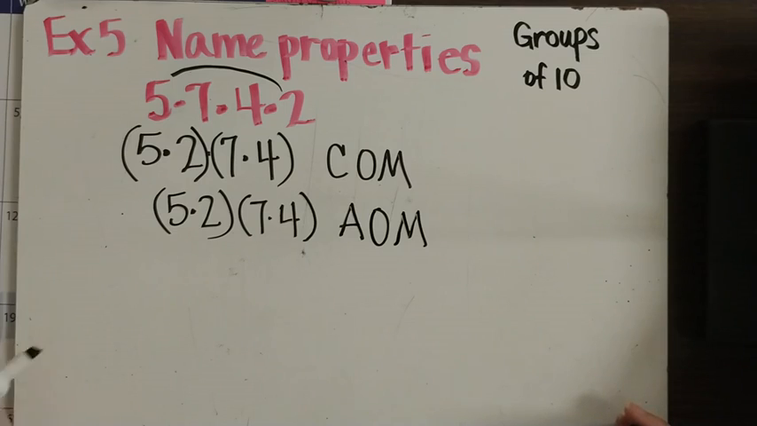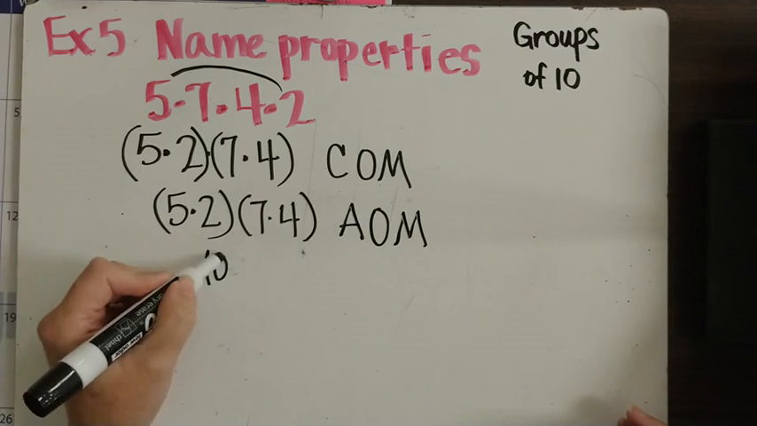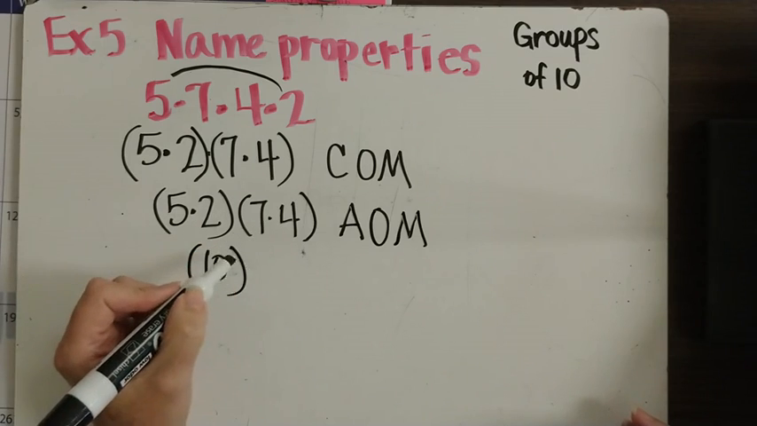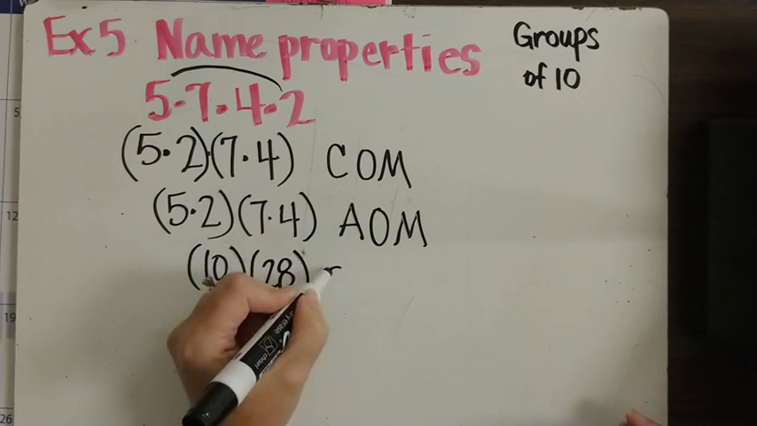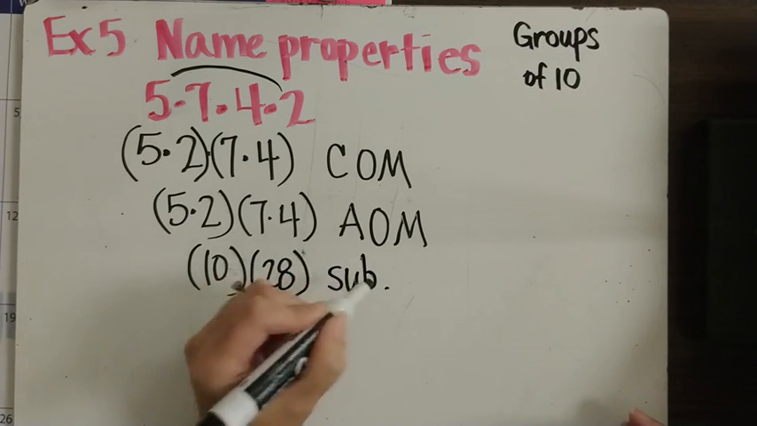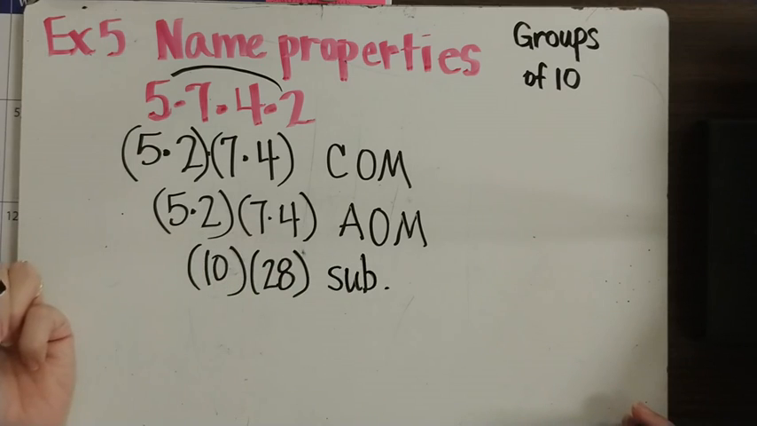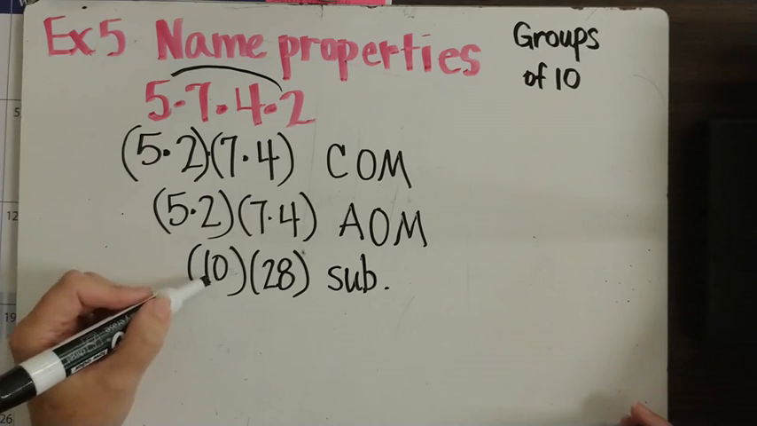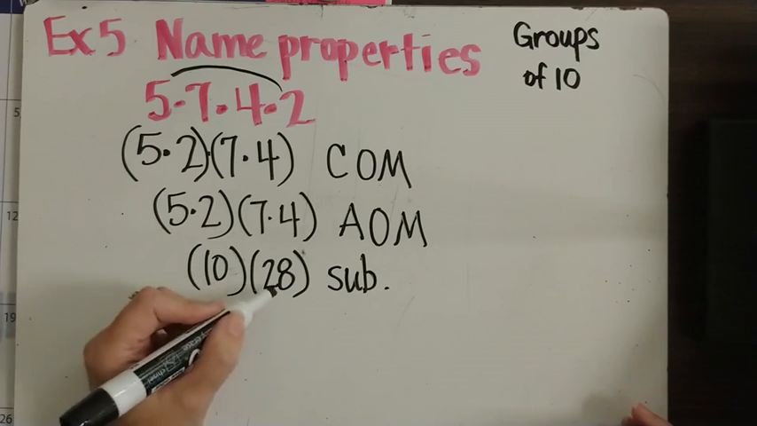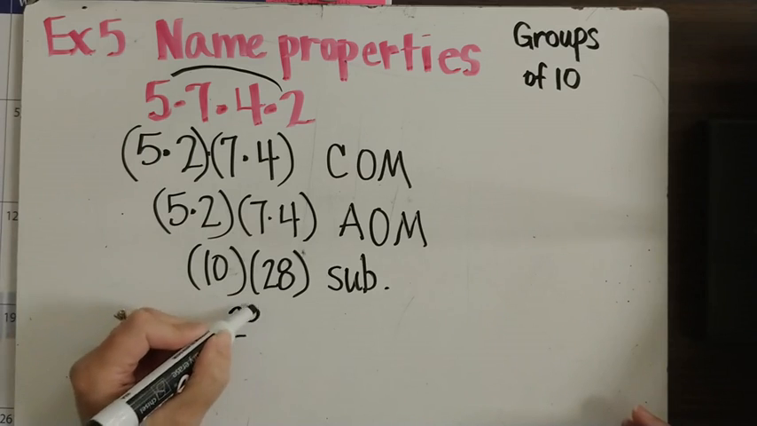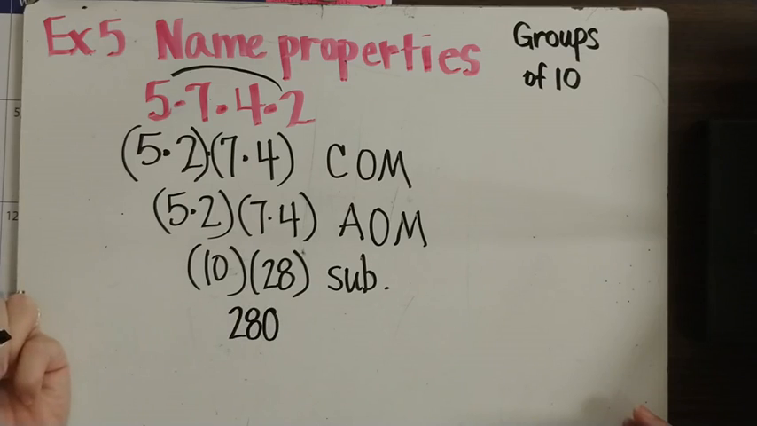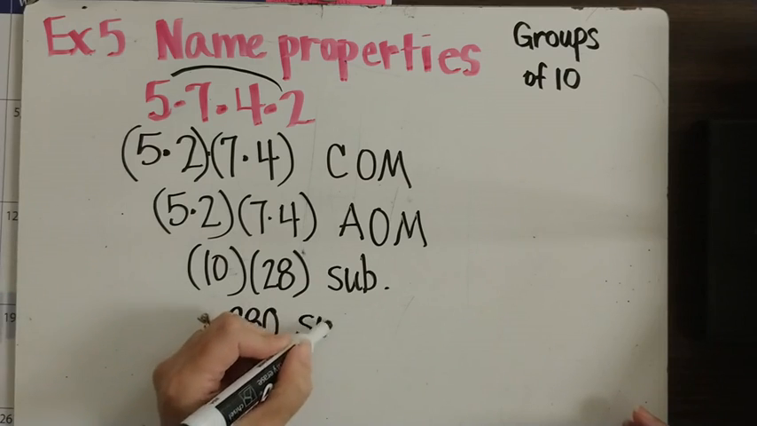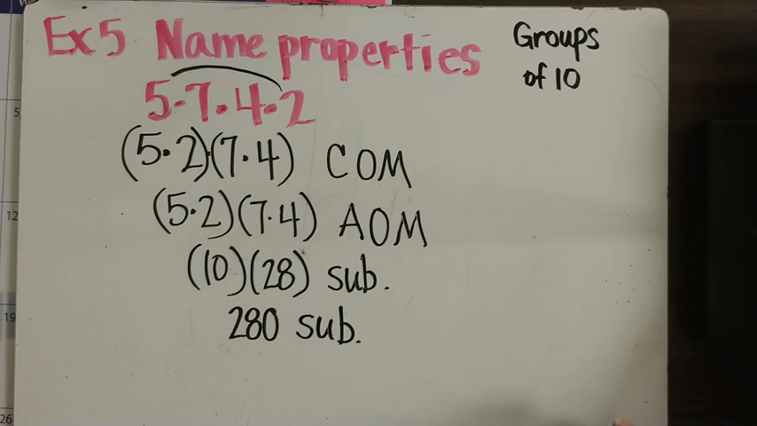Now I'm going to simplify. 5 times 2 is 10. 7 times 4 is 28. And we've simply substituted numbers for these operations. Now we've made it easy because we're multiplying by 10. All you have to do is take the 28. Since we're multiplying by 10, put a 0 on the end. And again, this is substitution.